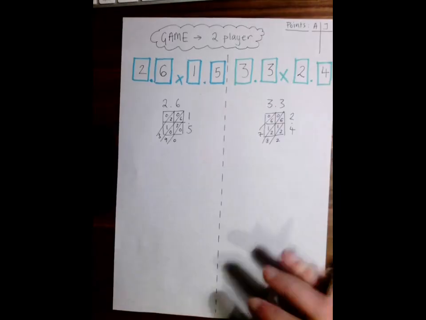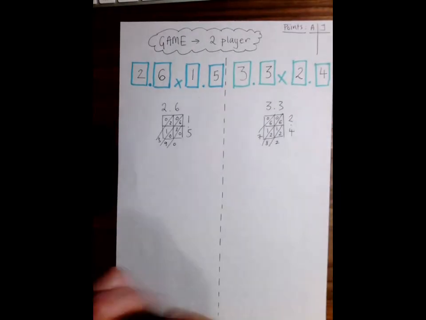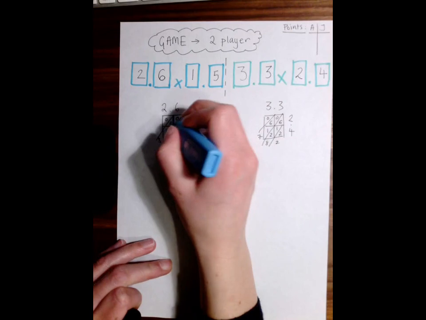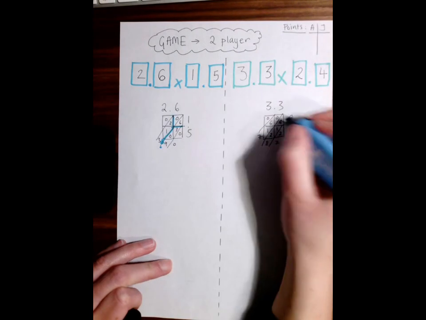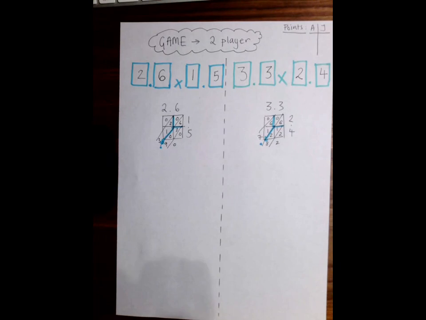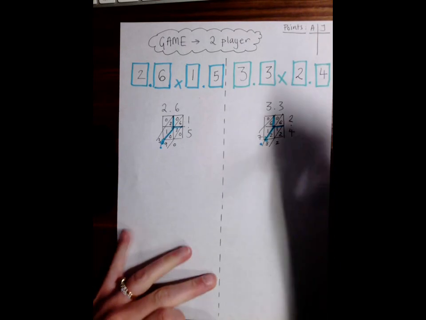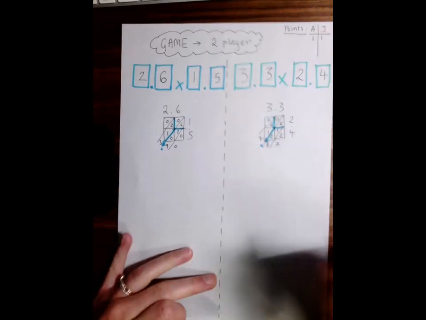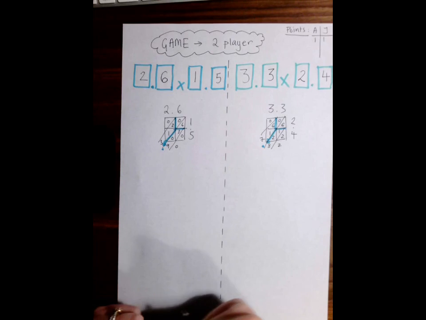Okay, so let's have a look. So this person, the blue person, would have gotten 3.9, and this person would have got 7.82. So they both got a number under 10, so they did well, so each person could get a point. And then the first one to 5 wins.